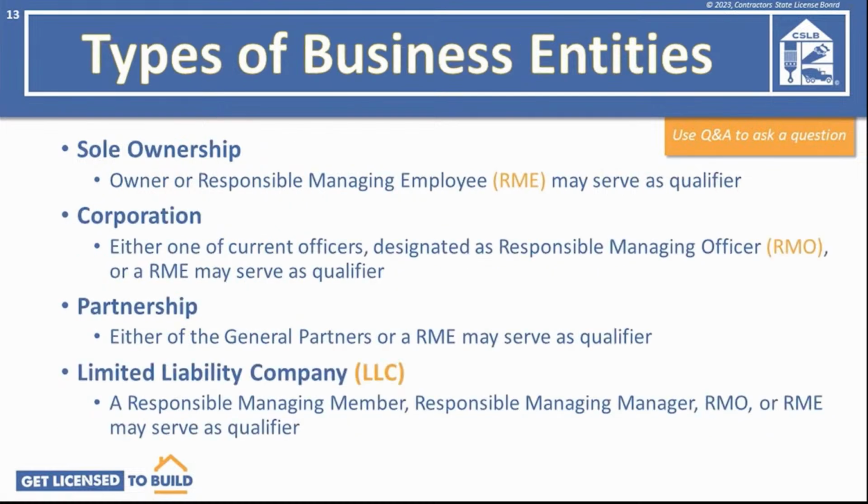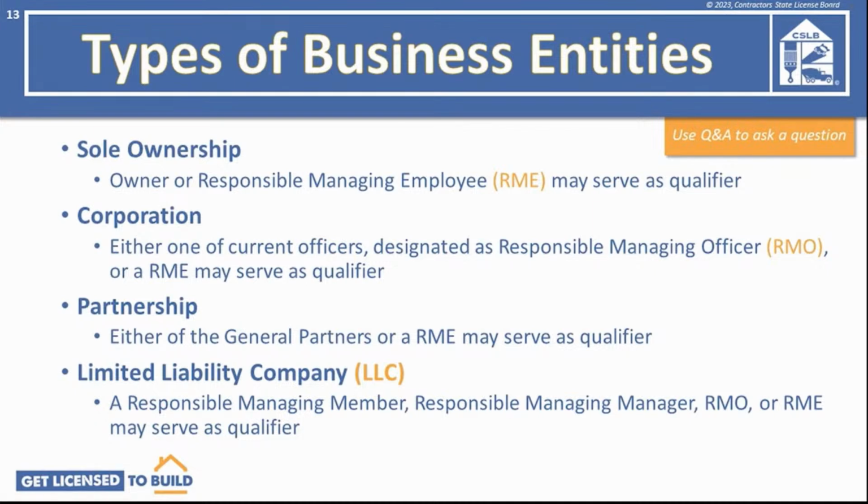The next thing you're going to need to determine before applying for your license is what type of entity your business will be. There are 4 types. First is a sole ownership, where the owner or responsible managing employee may serve as the license qualifier. Just about 2/3 of the contracting businesses in California are sole ownerships. Second, a corporation, where either of the current officers designated as the responsible managing officer or the responsible managing employee may serve as a qualifier.